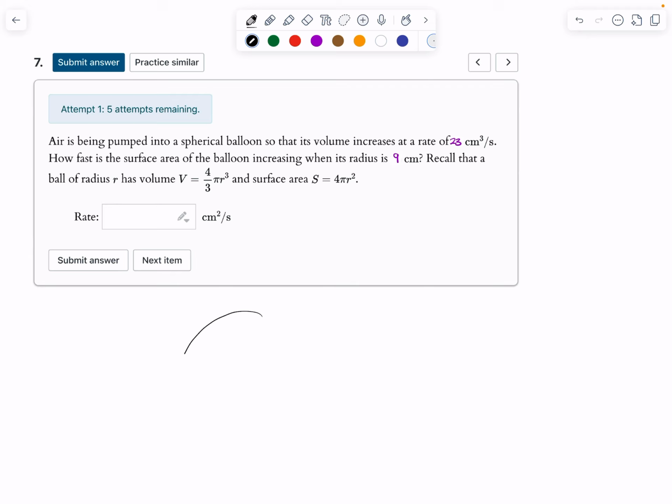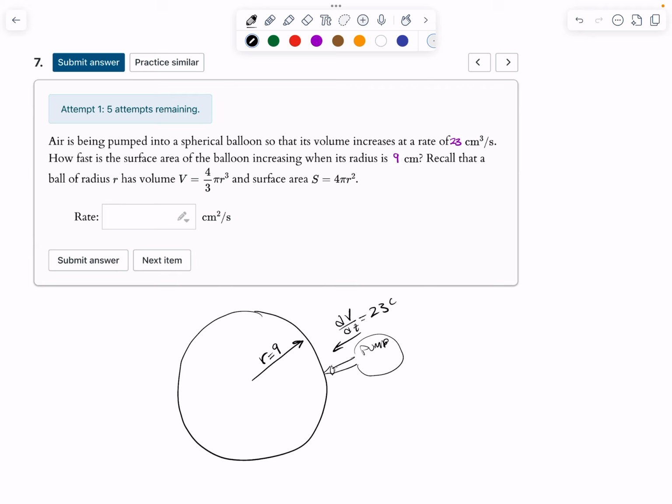Let me just draw what's happening here. We have this balloon. The radius is increasing, of course. So when we make this sort of snapshot, we see that the radius is 9. I guess we could just pretend that this is like the valve, that there's air being pumped. Here we could say that this is a pump, and the air is going into the balloon. The change in volume with respect to time is 23 cubic centimeters per minute or second. And we want to know what's going on with the surface area.